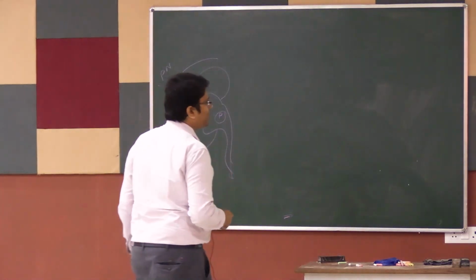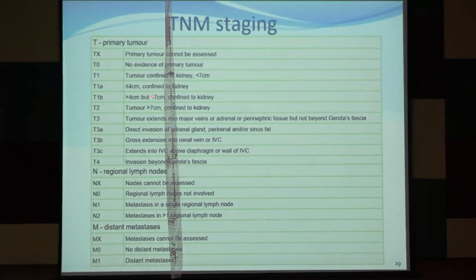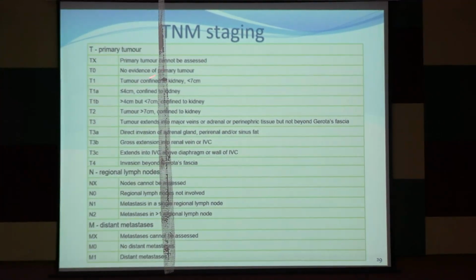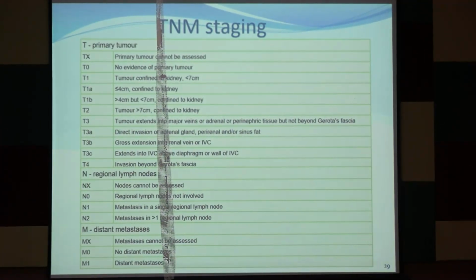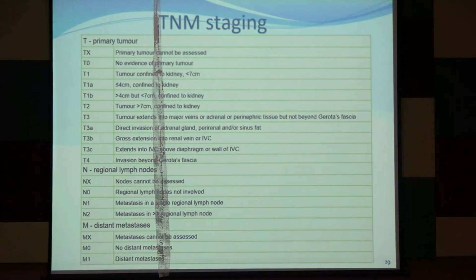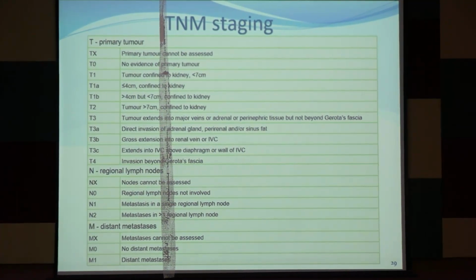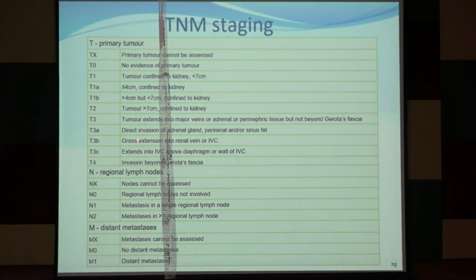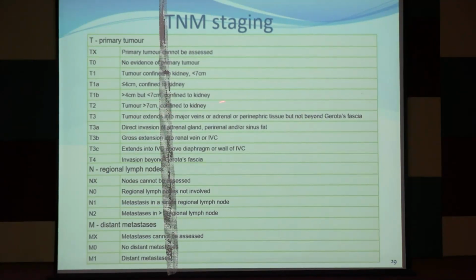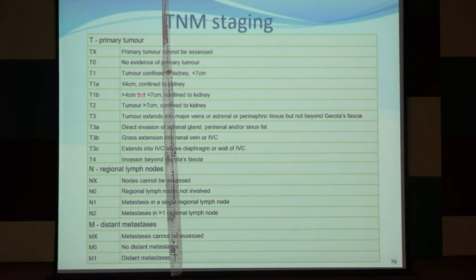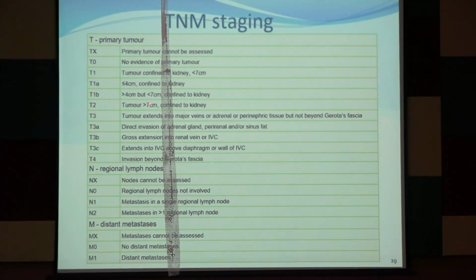But this is the TNM classification. Just need to remember this TNM classification. It is easy. Stage 1: tumor confined to the kidneys, less than 7 centimeter size. The second stage is again confined to the kidneys, but the size increases. So here it was less than 7 centimeters, here the size increases.